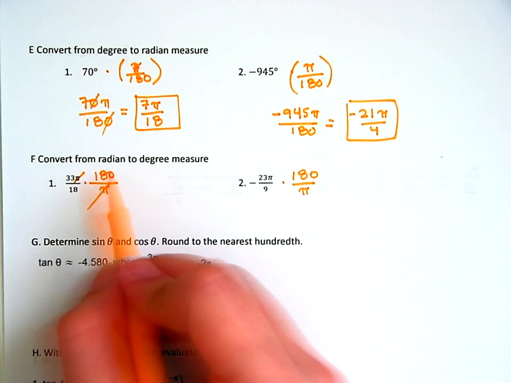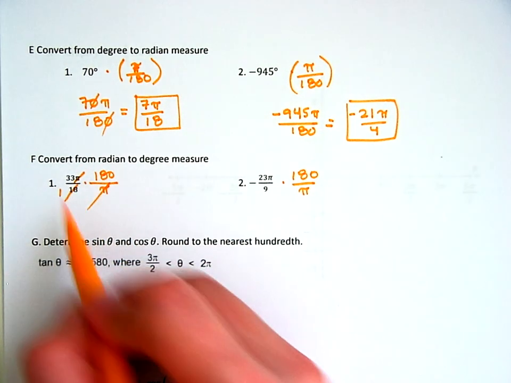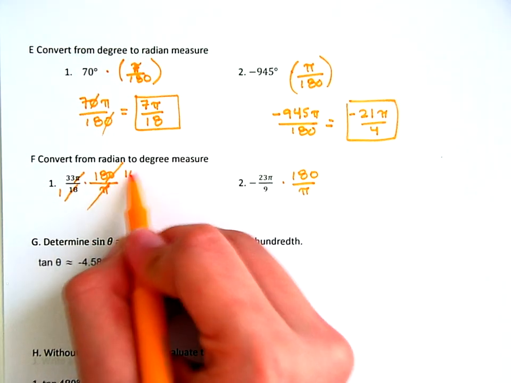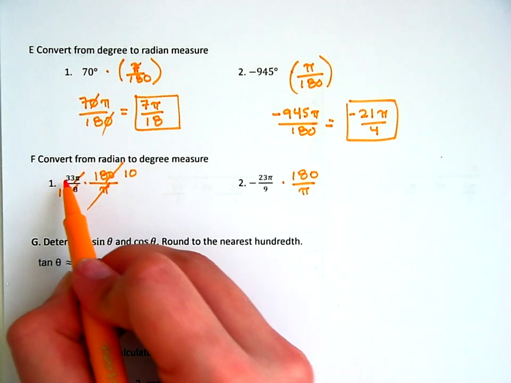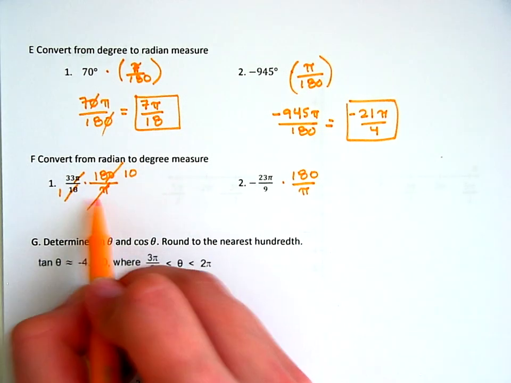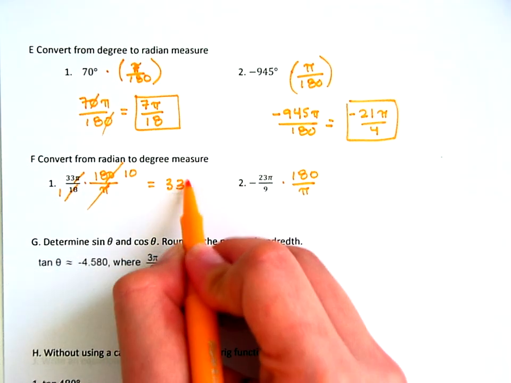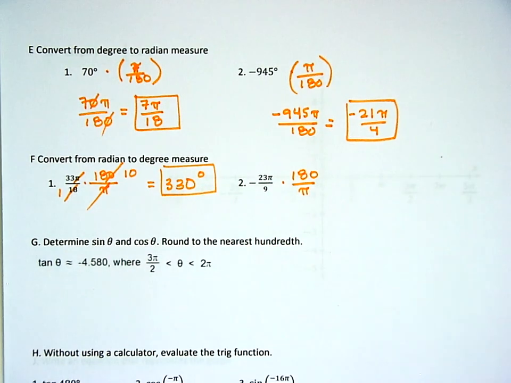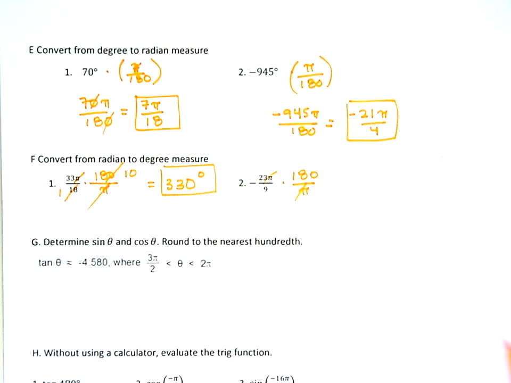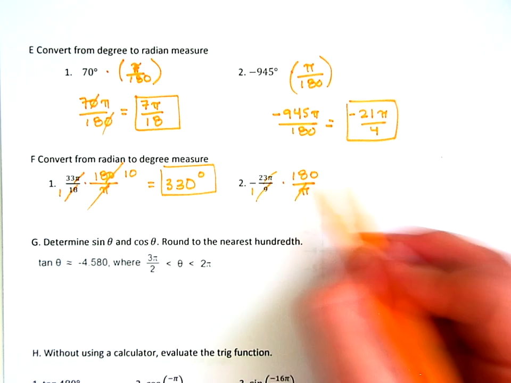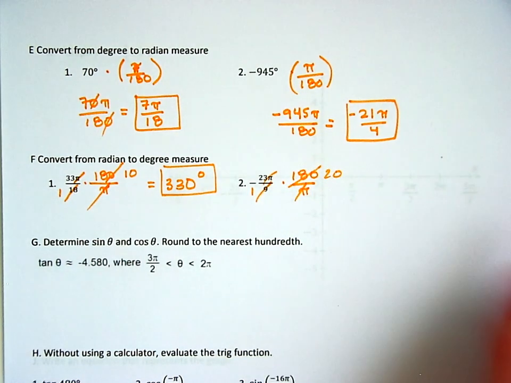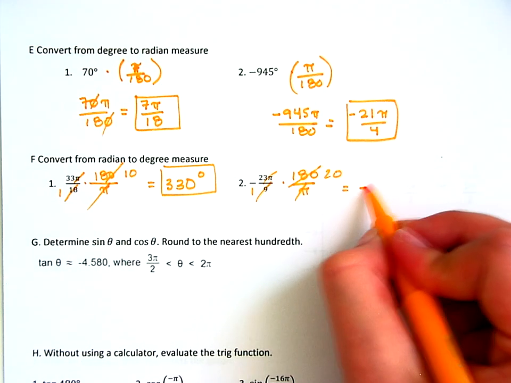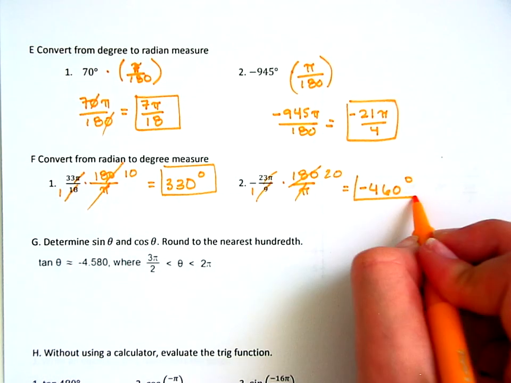I've got an 18 and a 180. This is going to become 1, and then I can simplify this to 10. So all I have left is 33 times 10 over 1. So that's just 330 degrees. Okay, and then next one, again, pi's are going to cancel. I've got a 9 here. This is going to become 20. So then the math I'm doing is negative 23 times 20. That's going to give me negative 460 degrees.